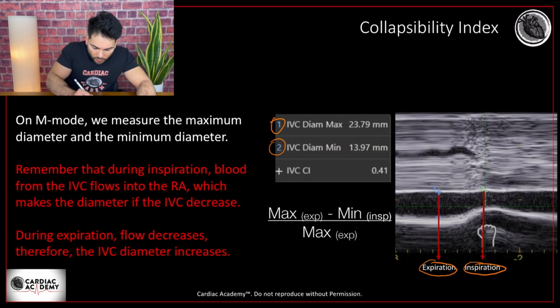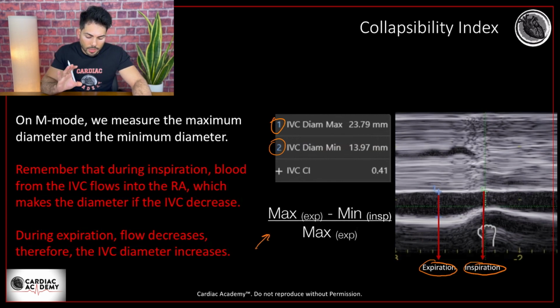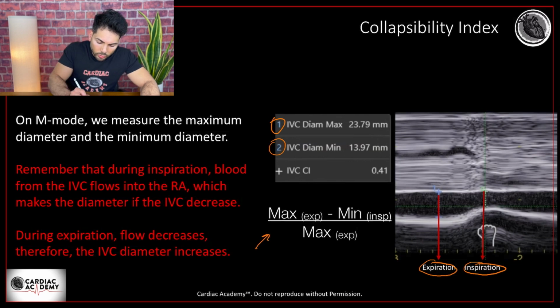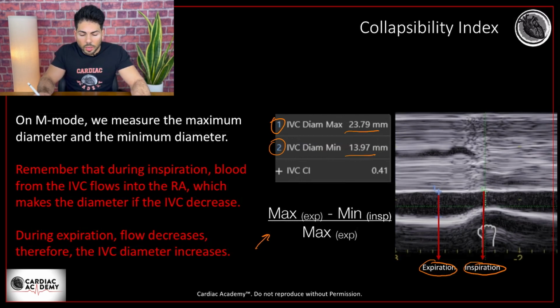And this is the formula that we follow. So we're gonna take the maximum dilation during expiration, we're gonna subtract the minimum dilation from it, and then you divide by the maximum dilation again and multiply by 100, okay? So in this particular case, you're seeing how during maximum dilation, it measures 23.7 millimeters, and then minimum is 13.97 millimeters. Plugging the numbers into the formula, it gives you 0.41, so 41%, and that's your collapsibility index, okay?